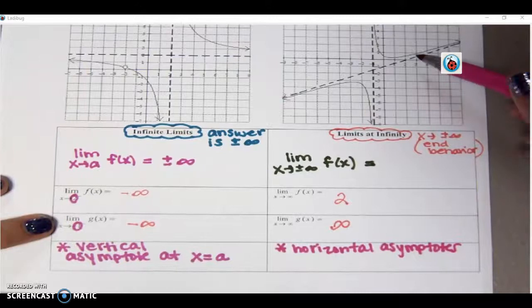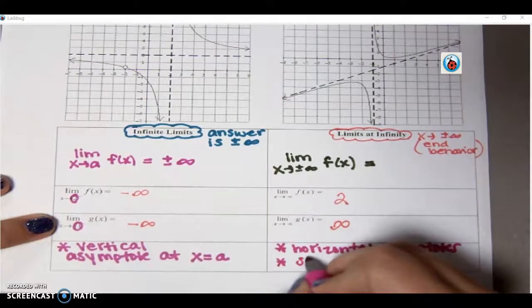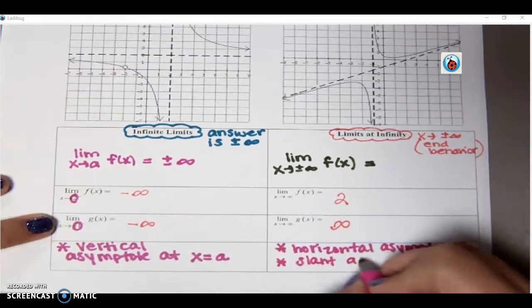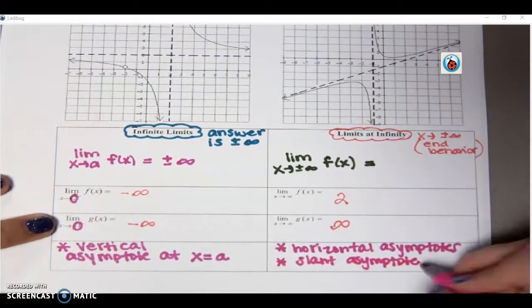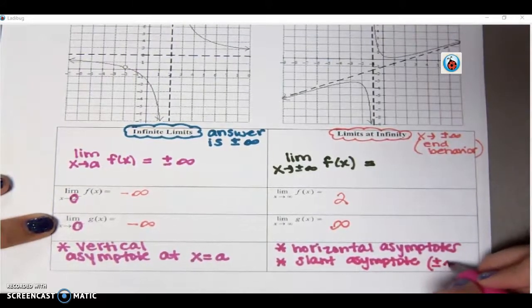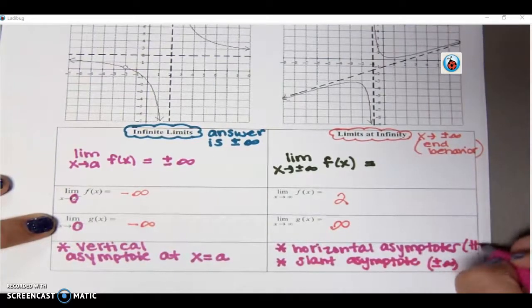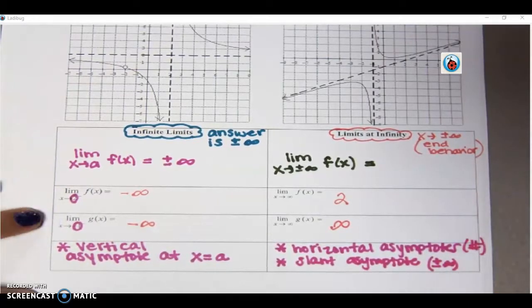And then, like you can see on g here, if it goes to infinity, it could be having a slant asymptote there. So the slant asymptotes would be when you get your answers of positive or negative infinity. Horizontal asymptotes would be when you get an answer that's an actual real number. Okay, so there's the difference.